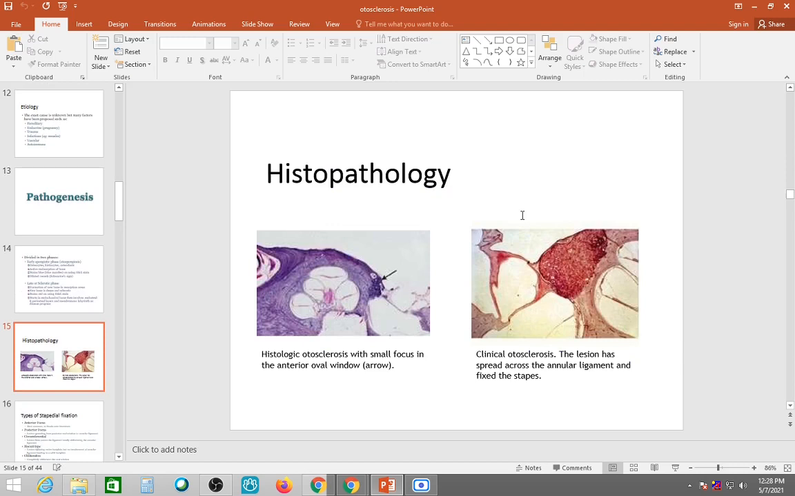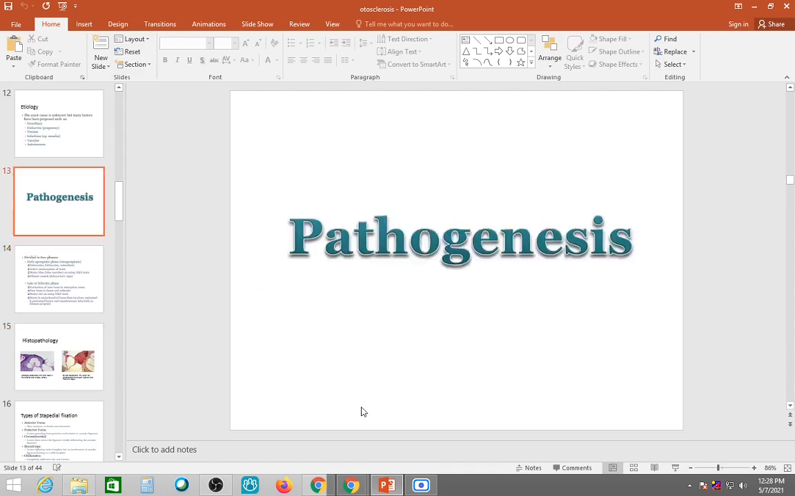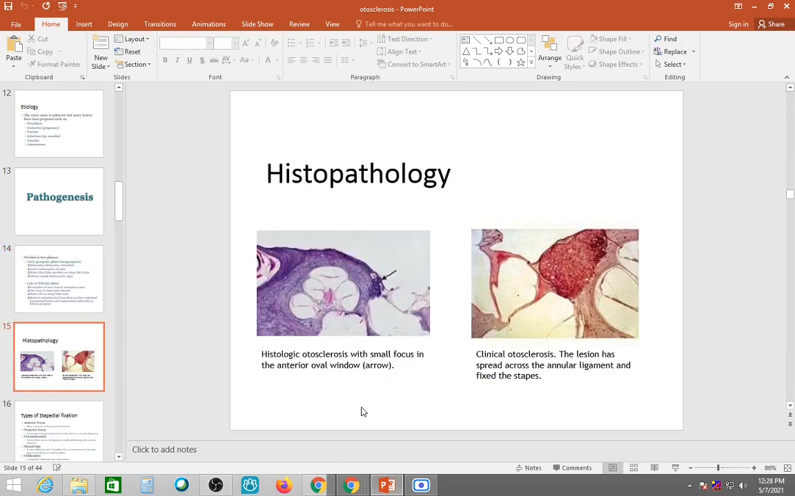See, histopathology. What is histopathology? Histology: osteosclerosis with a small focus in the anterior oval window. You can see the arrow, how it's formed. Histopathology means the diagnosis and study of disease of the cell and the tissue. How do they diagnose? What I have told you in the early slide. See, pathogenesis. This is the progressive one, phase 1 and phase 2. And now comes the histopathology.